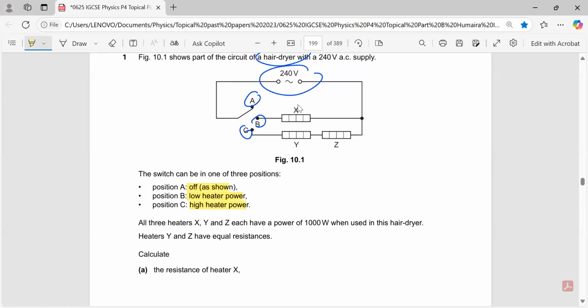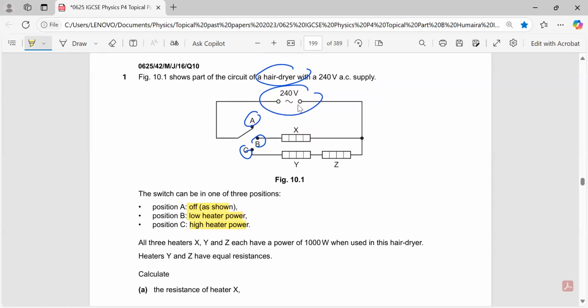All three heaters X, Y, Z. Dear students, this is the symbol of an electric heater. So when they ask you in any other question what the symbol of an electric heater is, please draw a box with three lines inside it. This represents the symbol of the electric heater.